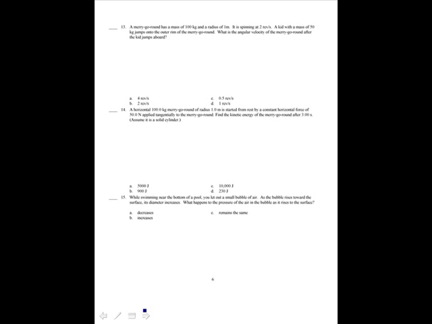A merry-go-round has a mass of 100 kilograms and a radius of 1 meter. It's spinning at 2 revolutions per second. A kid with a mass of 50 kilograms jumps onto the outer rim of the merry-go-round. What is the angular velocity of the merry-go-round after the kid jumps aboard? Well, first we want to figure out the moment of inertia of the merry-go-round. It's a disk, and so that's 1/2 m r squared. So that's 1/2 of 100 kilograms times 1 meter squared, which is 50 kilogram meter squared.